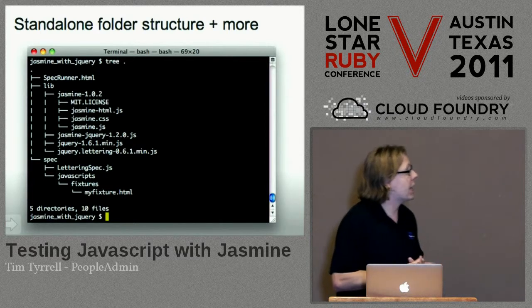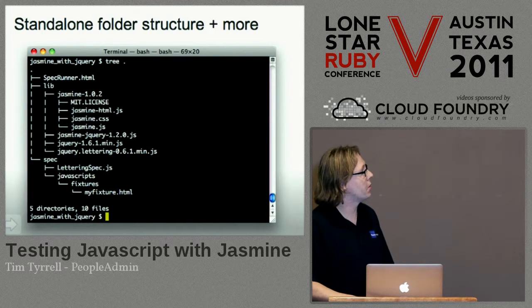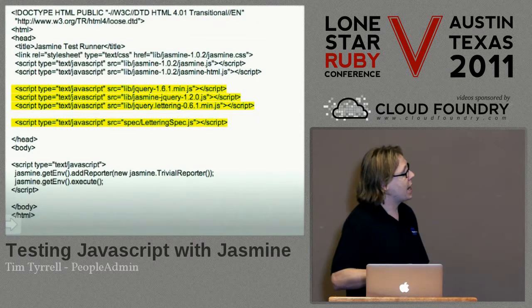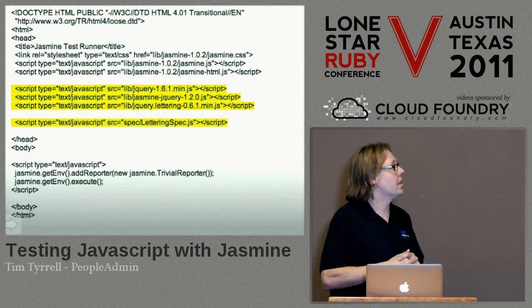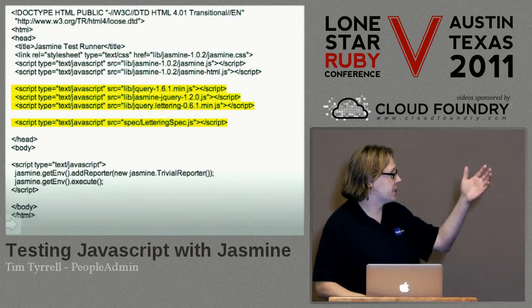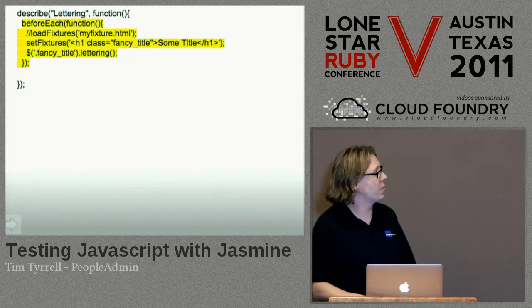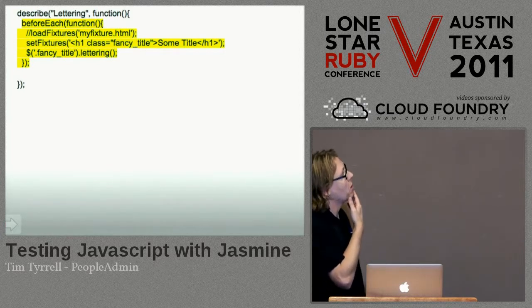And then we also added lettering, which is the jQuery plugin that we're going to test. So I slapped those into the lib folder. I'm going to go to the spec runner HTML file and add these script files, so that they'll be testing through the browser that we pull up. And then let's start our specs, right? So I'm calling it lettering.